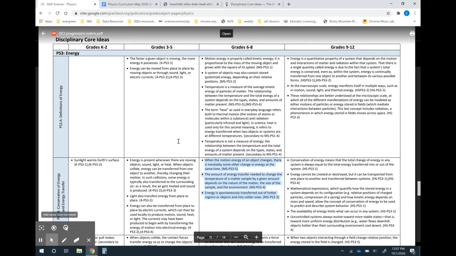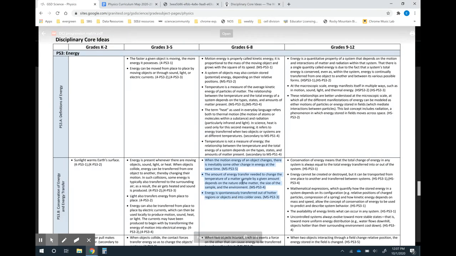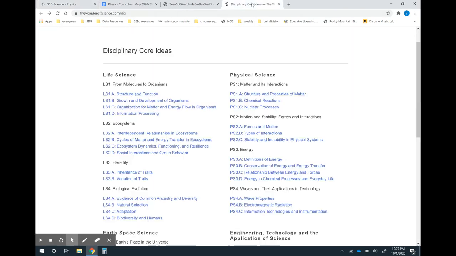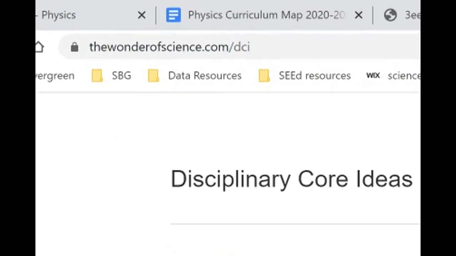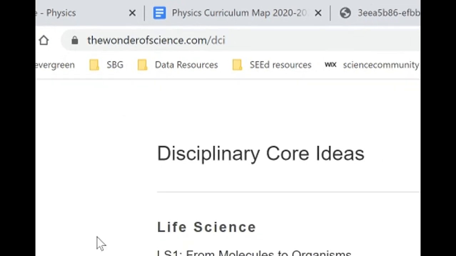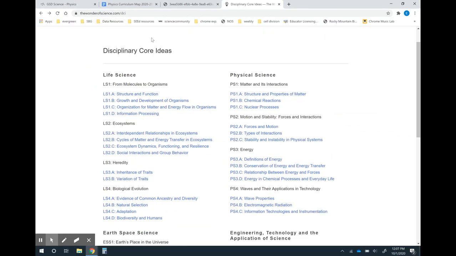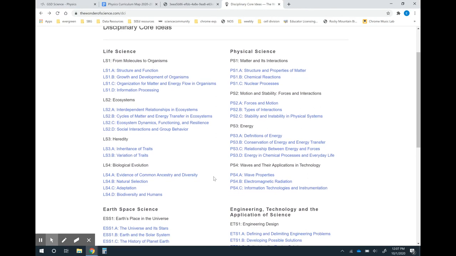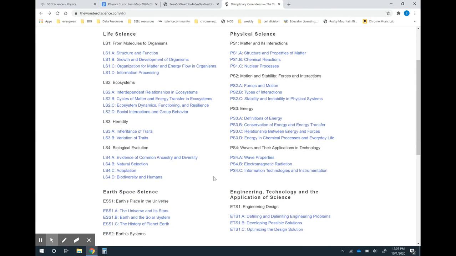The other resource that I want to share that is helpful in figuring out what the core ideas are that we should be teaching is Paul Anderson's site. I know a lot of you know about the Wonder of Science. There are a lot of really great teaching resources here. On his disciplinary core idea page, he has links to each of the core ideas, and he has taken all the information from the framework, which is the document that our standards are based on, and he's separated them out, and he's also included a video of himself explaining the core idea.